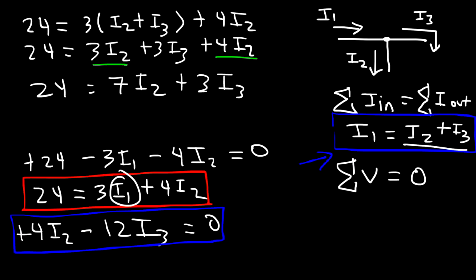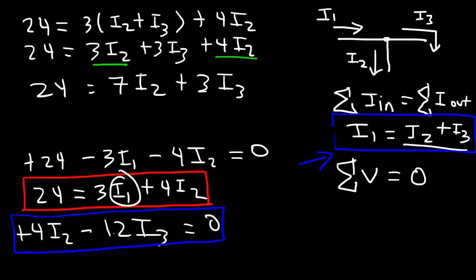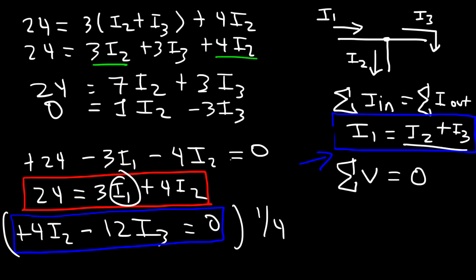Now notice that these two equations have the same variables, I2 and I3. So I'm going to solve by elimination, which means that I want to change this to negative 3I3 so that it can cancel with positive 3I3. So I'm going to multiply this equation by 1/4, which is equivalent to dividing everything by 4. So 0 divided by 4 is 0, and then 4I2 divided by 4 is 1I2, and then negative 12I3 divided by 4 is negative 3I3.